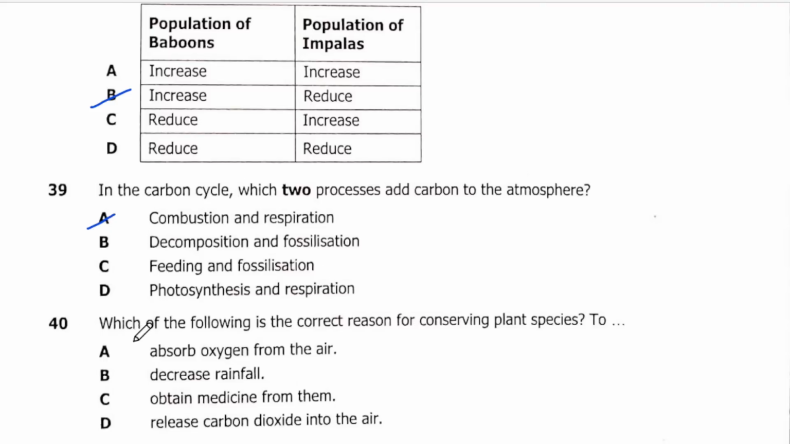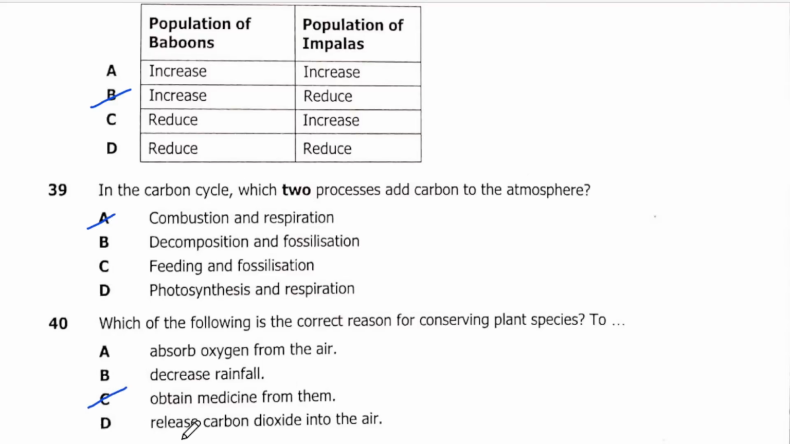40. Which of the following is the correct reason for conserving plant species? A, absorb oxygen from air. No, because plants actually give oxygen. B, decrease rainfall. No, we need plants to actually give us more rainfall. C, obtain medicine from them. Yes, we have medicinal plants like here, the moringa tree. We also have fruits which have medicinal properties, like the tamarind. So here C is the correct answer.